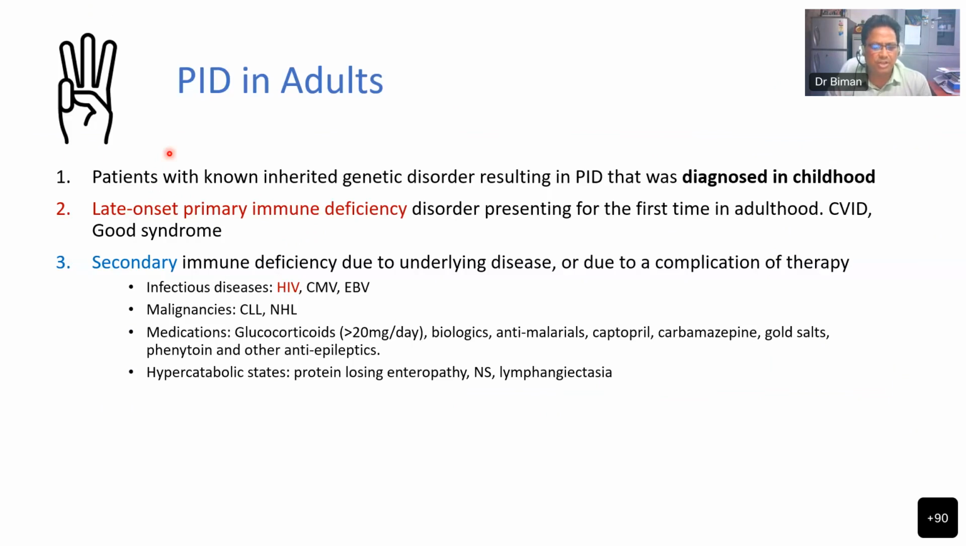But majorly you have the secondary immunodeficiencies, and whenever you talk of immunodeficiencies, the first thing you have to rule out is HIV infection. So that is one very important thing.